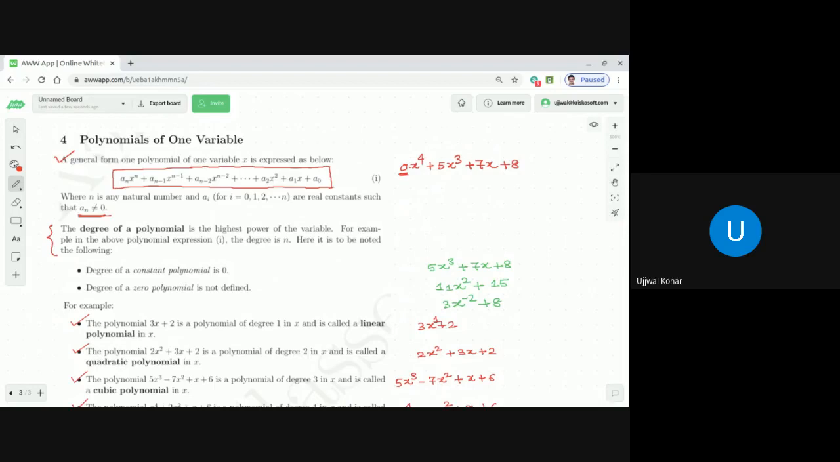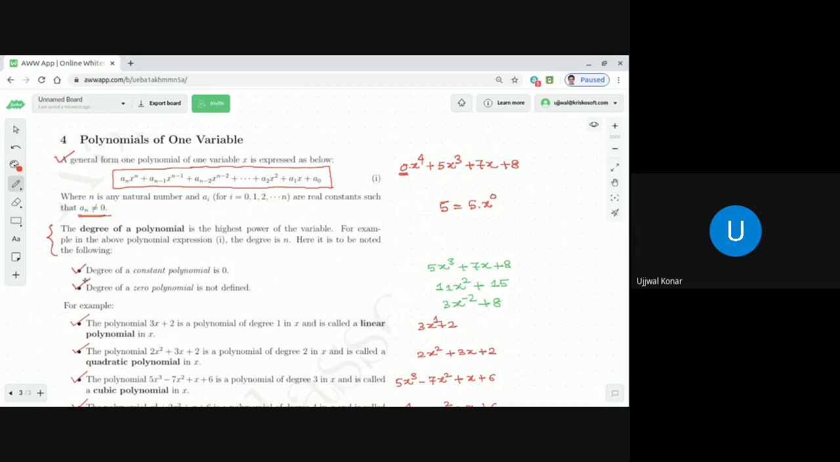Now, for the degree of a polynomial, we need to know 2 points. The degree of a constant polynomial is 0. What is a constant polynomial? 5 is a constant polynomial. Now, what is the degree? We can say this is degree 0. As I said a few minutes back in today's class itself, we can write 5 into x to the power 0, no? So a constant polynomial has degree 0. Now, the degree of a 0 polynomial is not defined.